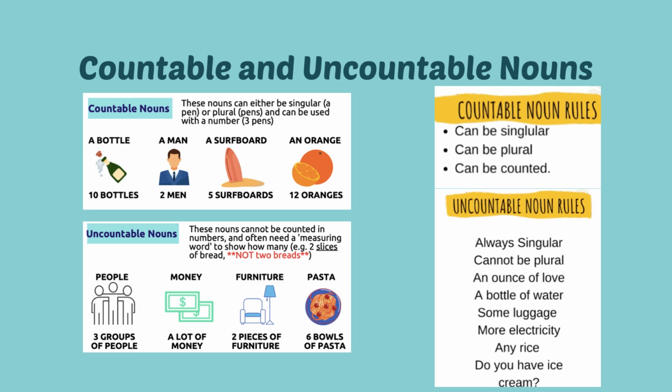Countable noun rules. A countable noun can be singular, it can be plural, and it can be counted. An uncountable noun is always singular, it cannot be plural. Some examples are an ounce of love, a bottle of water, some luggage, more electricity, any rice, and do you have ice cream?